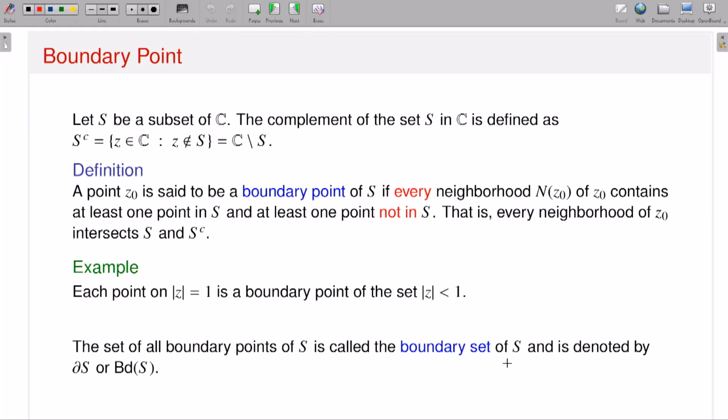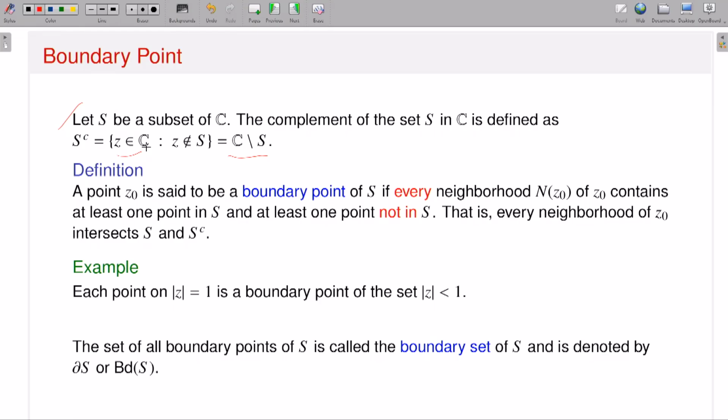Okay, now come to the concept of boundary point. The word boundary, you can guess something, but mathematically what should I say? First I need to discuss the definition of boundary point mathematically. Let me start with a set S, which is a subset of the complex plane. Then what is the complement of a set? It is nothing but C minus S. That means you consider the set where S is not there, that means all those points z in C such that z is not an element of S.